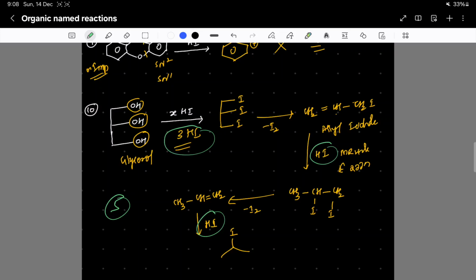And if the examiner gives excess HI, there is no issue, so generally the final product will be iodide only, right? These points are very, very important, student.